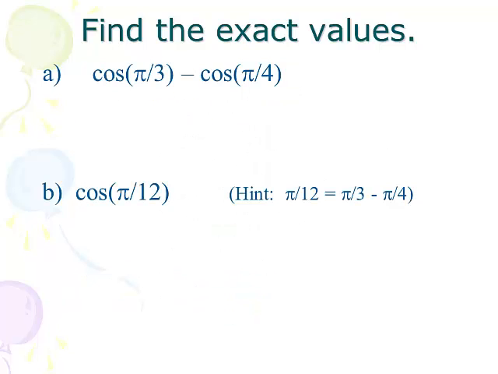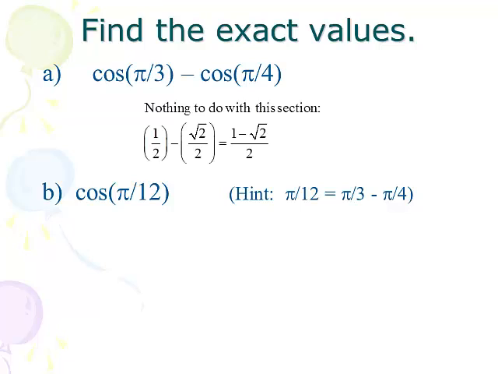We're going to do cosine of pi over 12, but we always start with part A to show you that you can't do it quick and easy by distributing. And here we go. We show the cosine of pi over 3 is 1/2. The cosine of pi over 4 is square root of 2 over 2.